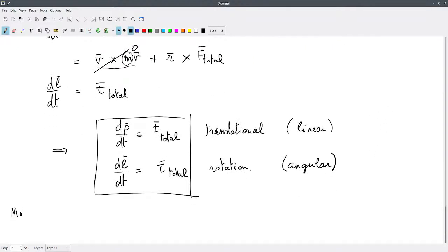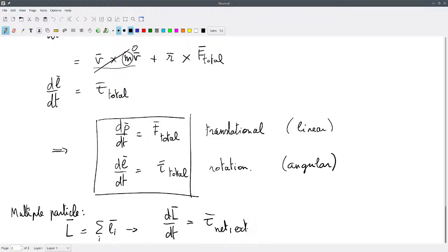For multiple particles, we can of course define a total angular momentum, and that's what we're going to call capital L. So that's the sum over i of little l i's. And what we'll find is that dL dt for multiple particles will be the total, the net external torque on that set of particles.